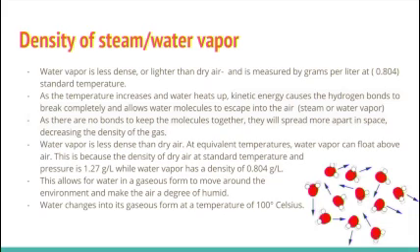At equivalent temperatures, water vapor can float above air. This is because the density of dry air at standard temperature and pressure is 1.27 grams per liter, while water vapor has a density of 0.804 grams per liter. This allows for water in a gaseous form to move around the environment and make the air a degree of humid. Water changes into its gaseous form at a temperature of 100 degrees Celsius.